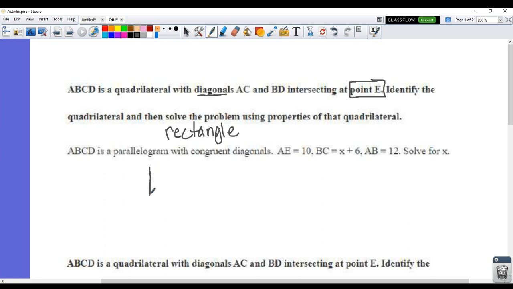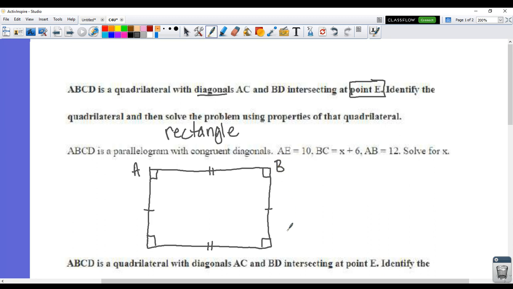Okay, that's the first thing that we need to do, is identify what shape this is. Okay, because then that will help us draw it correctly. So this is my attempt at drawing a perfect rectangle. Okay, it has four 90-degree angles, and opposite sides are congruent, just like every other parallelogram. So I'm going to label this A, B, C, D around the outside, and my diagonals intersect at point E. So here's all the stuff you have to do to draw your picture.